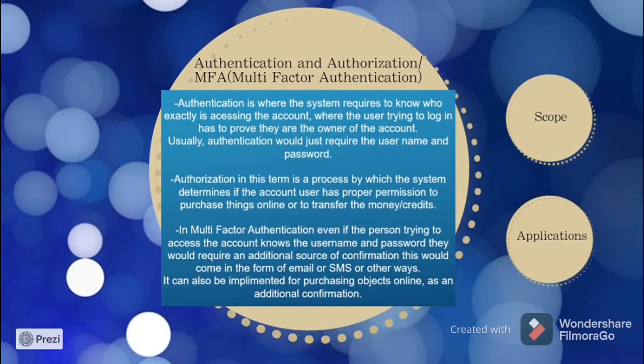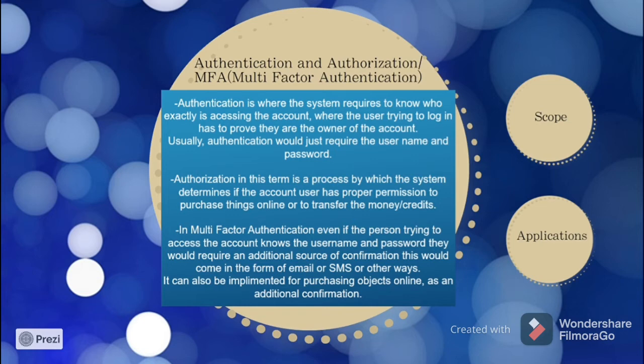Authentication and authorization, or multi-factor authentication. Authentication is where the system needs to know who exactly is accessing the account, where the user trying to log in has to prove they are the owner of the account. Usually this comes in the form of a username and password. Authorization is the process by which the system determines if the account has proper permission to purchase things online or to transfer money or credits.